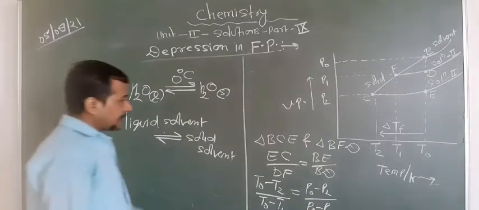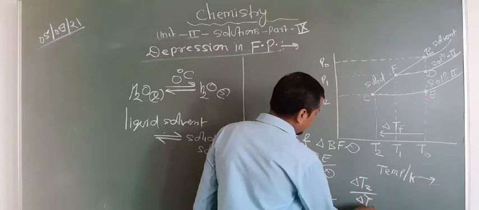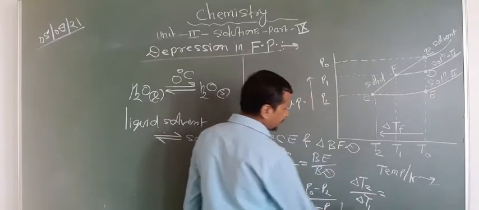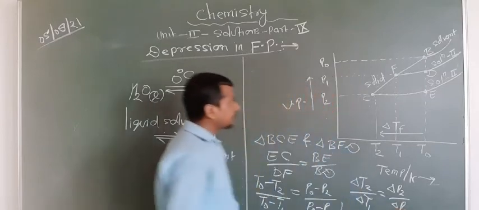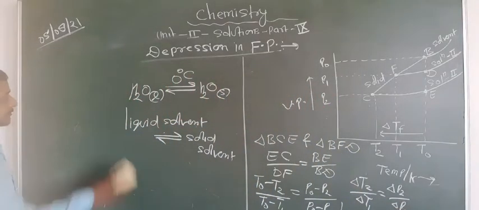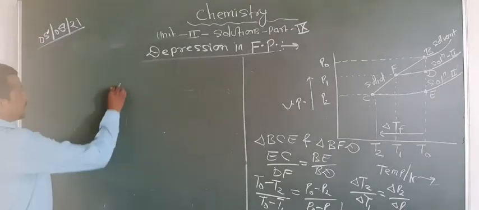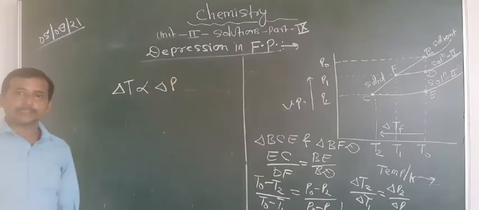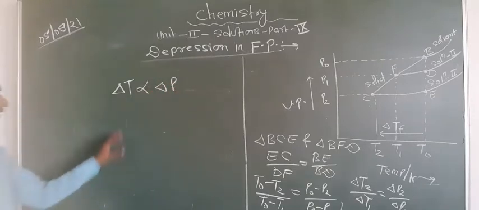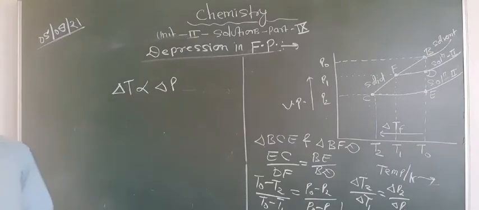Now again take the difference. So delta T2 divided by delta T1 equals delta P2 divided by delta P1. So that means we can say that delta T is directly proportional to delta P. Are you getting this point or not? So that means the difference in vapor pressure also depends upon the difference in temperature. Are you getting this point or not?